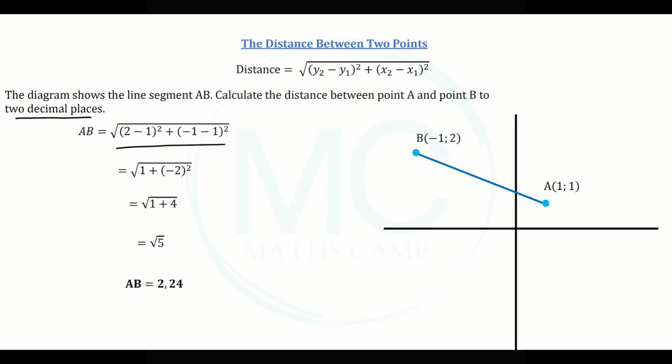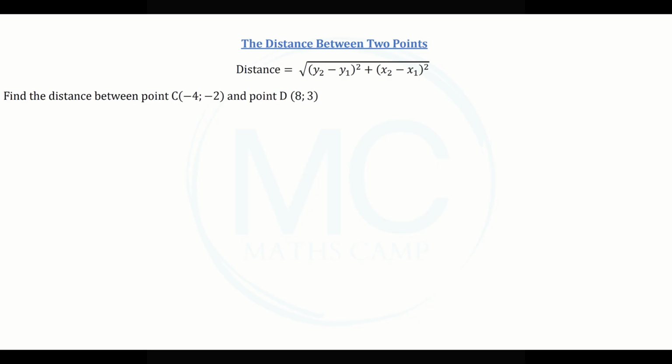So let's look at another example. Find the distance between point C (-4, -2) and point D (8, 3). Here we don't have a diagram, and you can draw a quick sketch if you want to, but a diagram is not necessary. We can simply use the formula to find the distance between any 2 points. In this case, let's say that C is our first point and D is our second.